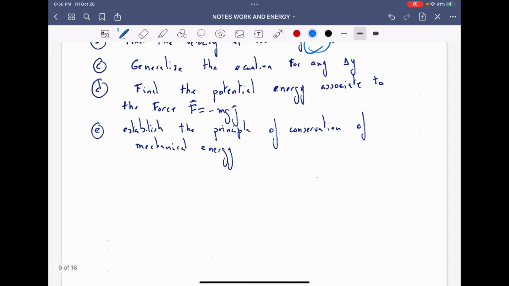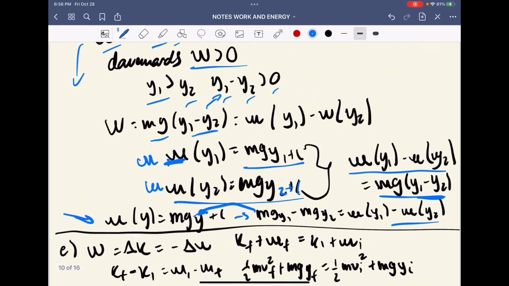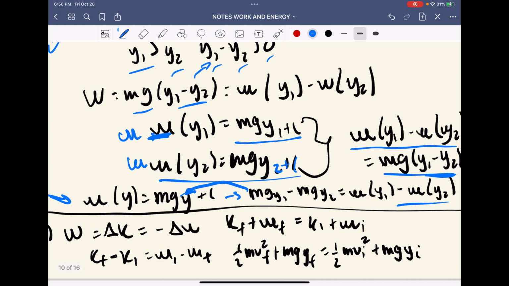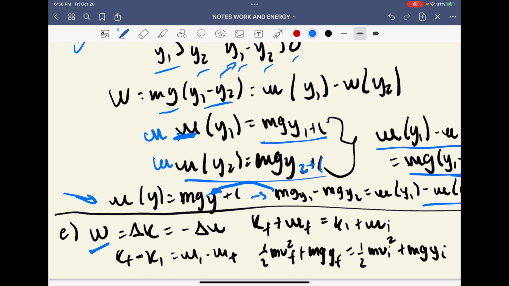And now we establish the principle of conservation of mechanical energy. The principle starts from this: work is the change in kinetic energy, which is opposite to the change in potential energy. We have kinetic final minus kinetic initial equals U initial minus U final, because they're opposites.